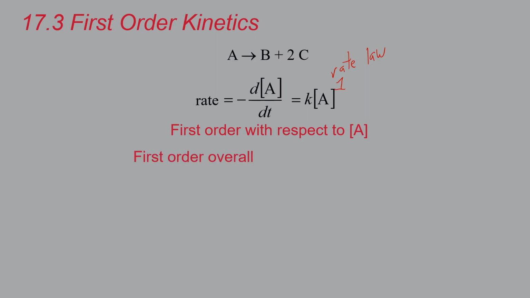Now, because there is only one component in that rate law, this reaction is also said to be first order overall. Now, the overall order is just the sum of all the individual orders. So if, for example, you have something that's first order with respect to component A and first order with respect to component M, then it's second order overall. And it is important to know that first order overall, which by definition is first order with respect to a single component, is by far the simplest case.